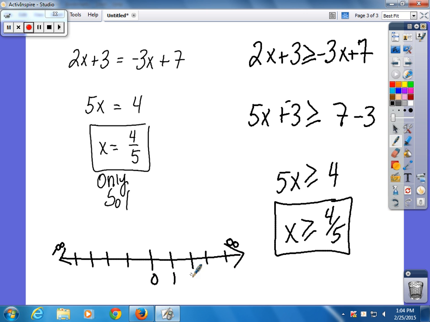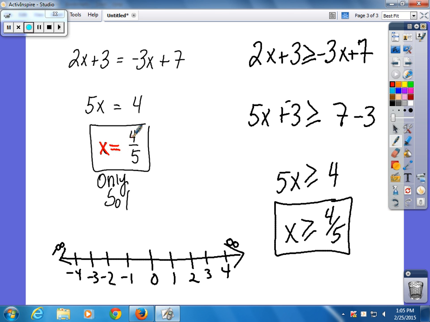0, 1, 2, 3, 4. Negative 1, negative 2, negative 3, negative 4. Now, with this, how many location points are on this? Just one. Where is it? 4/5. So, I'm going to put this in red.